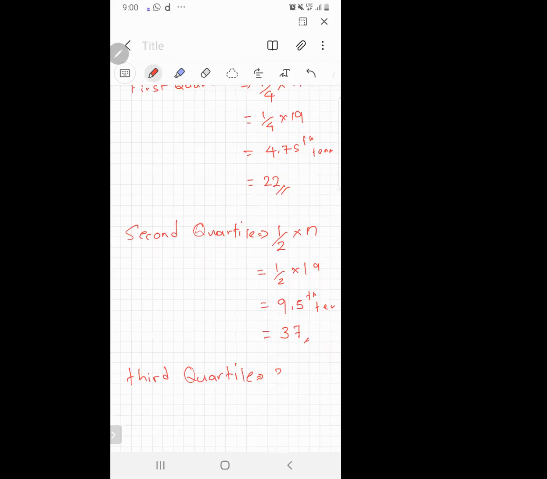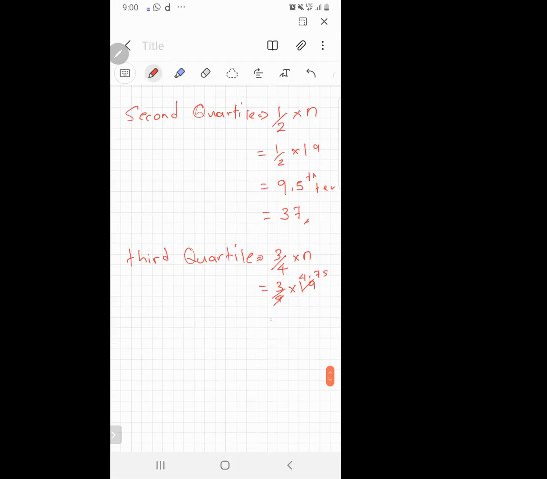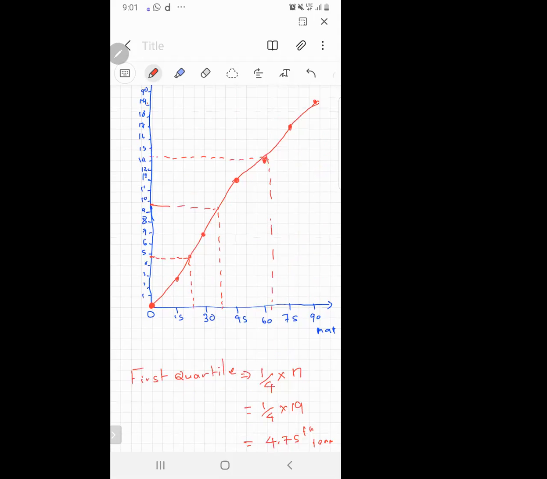And third quartile. So third quartile என்றால் முக்கால் பங்கு. So 3/4 into n, n is 19. 4.75 multiplied by 3, it's 14.25 term. So 14.25 இந்த ஒரு இடத்துல வருவார். So இவருக்குரிய ஆன்சர் என்ன? So normally ஒரு 63 ன்னு வைப்போம்.